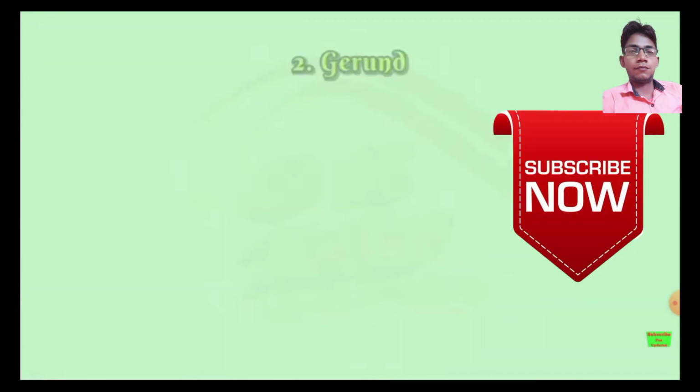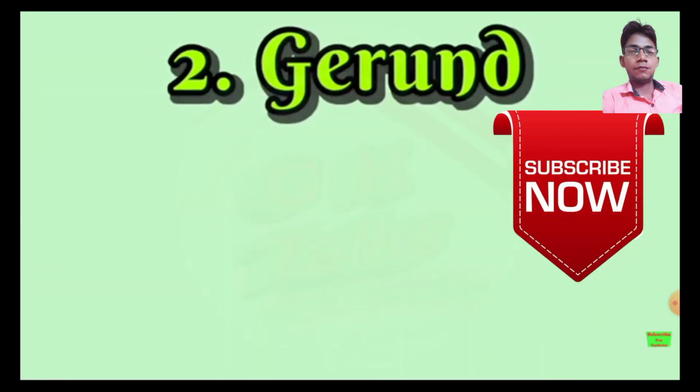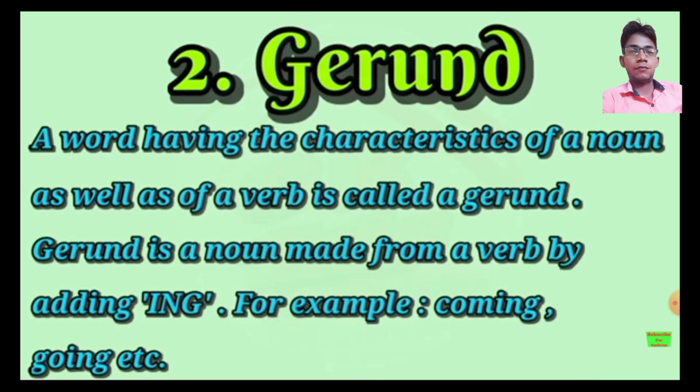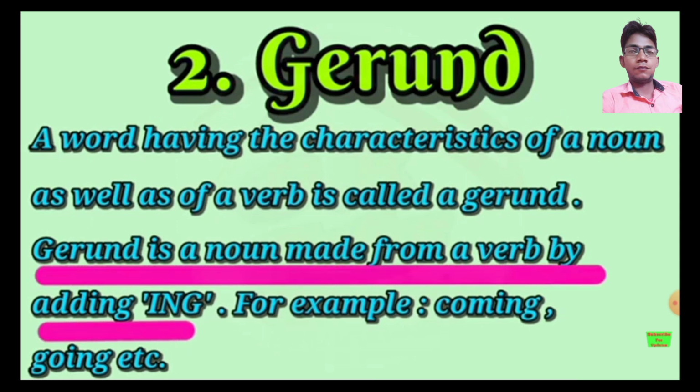Now, number 2, gerund. A word having the characteristics of a noun as well as of a verb is called a gerund. A gerund is a noun made from a verb by adding ing. For example, coming, going, etc.